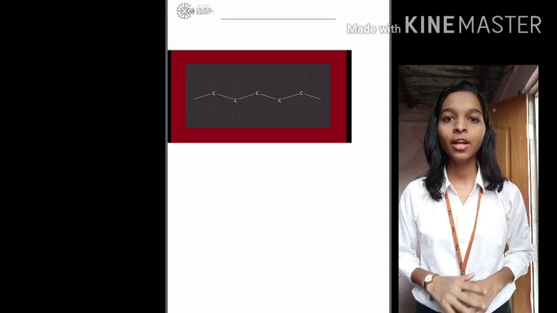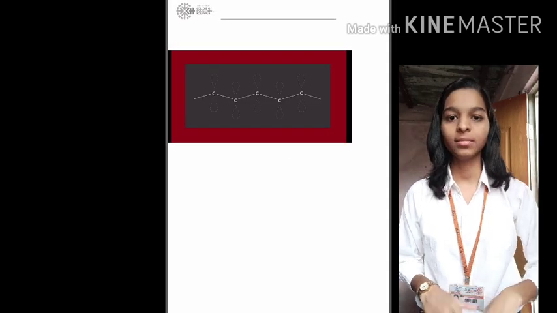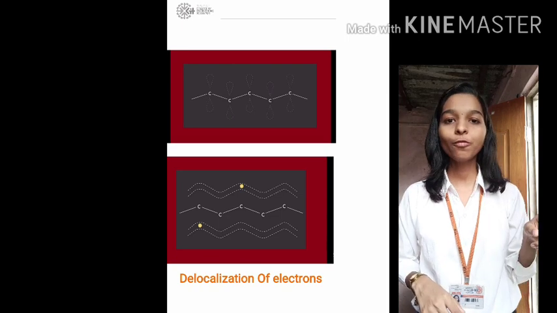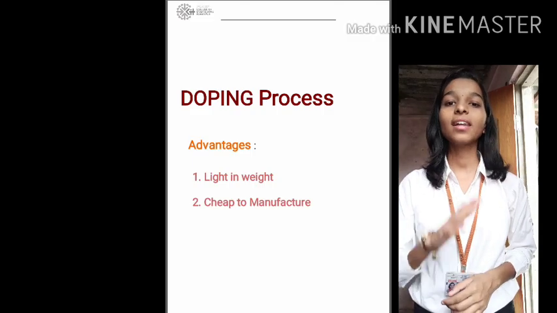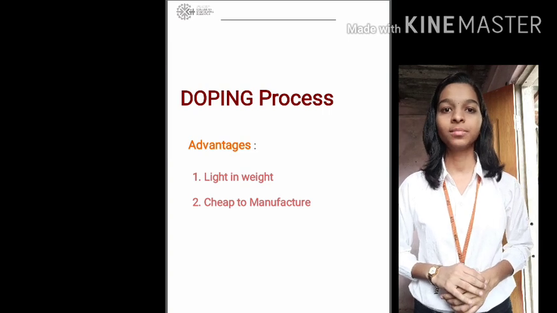The polymer attracts the electrons above and below the plane. This forms the delocalization of electrons, and this process is called the doping process. So now there is a smaller number of electrons in that polymer, so that electrons can flow more easily. This is how polymers conduct electricity. These polymers are light in weight and cheap to manufacture.